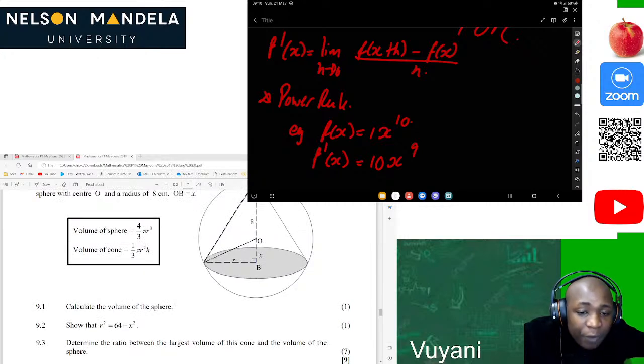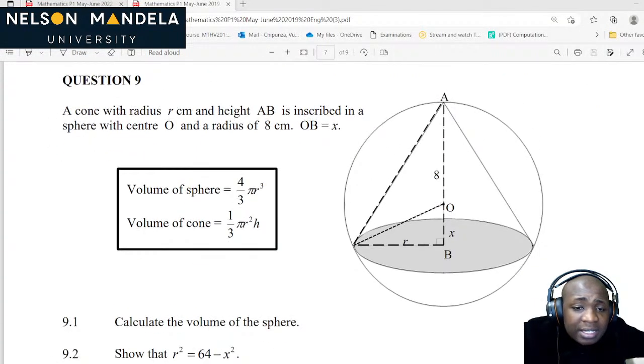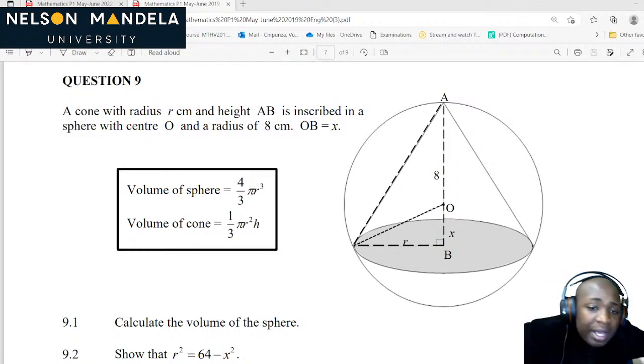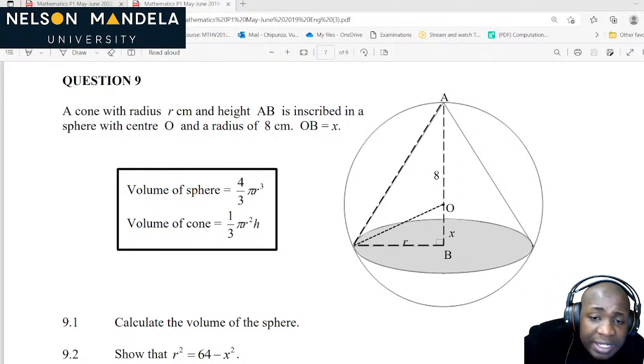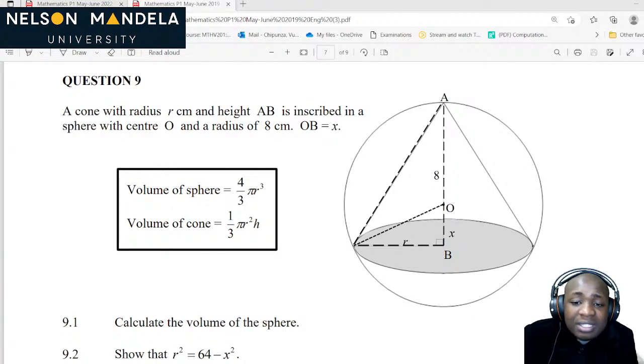Calculating the volume. Let's do this. A cone with radius r centimeters and height AB is inscribed in a sphere with center O and a radius of 8 centimeters. OB is x. We can say that's a cone, that's a sphere, that's a triangle also there. We can see the radius r, we can see all the values.